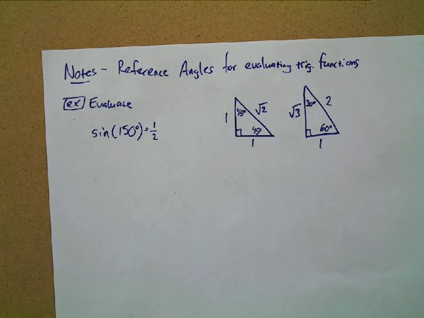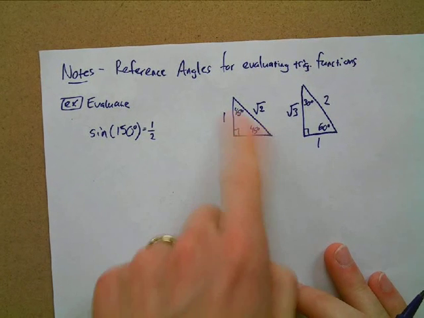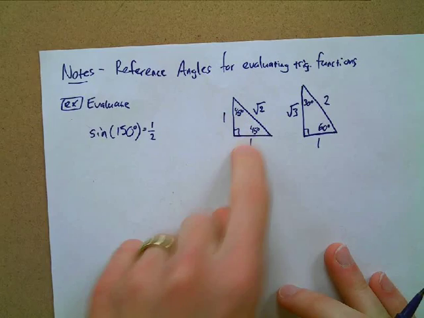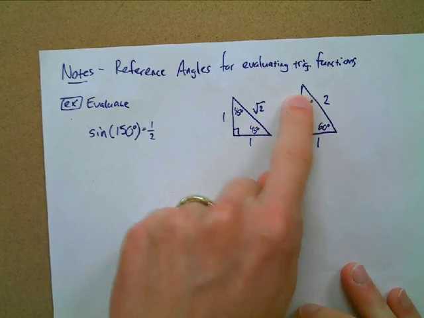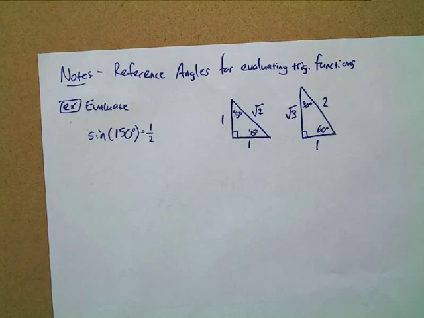And so then how do we use this? Because again, if you look here, these triangles don't have 150 degrees in them. It's a 45, 45, 90, it's a 30, 60, 90. How are we supposed to do this when we have a 150 degree angle here? Where are we supposed to go? Well, that's where the idea of the reference angle comes in.